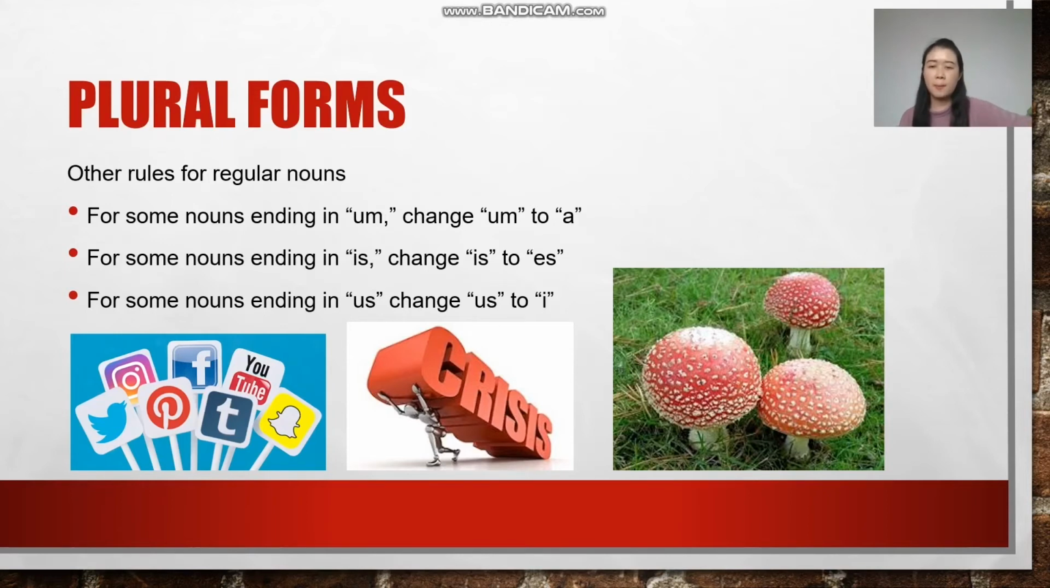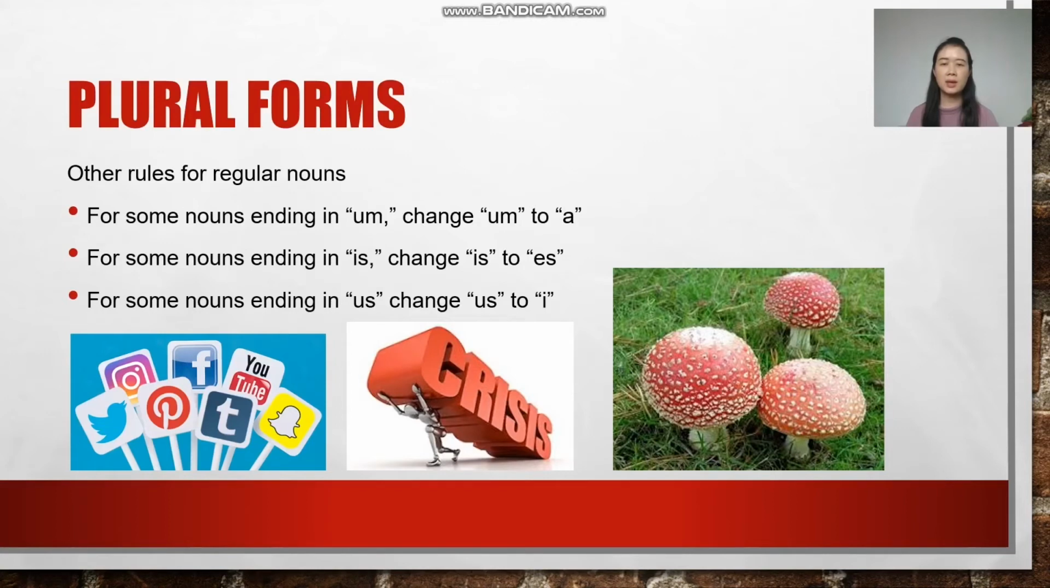The first example, on the left, you can see Twitter, Pinterest, Facebook, YouTube, and many more. And that is the word medium, okay? If it is a singular form, it's called medium. And we have so many medium, so we need to say media instead. We need to change from um to a, okay?